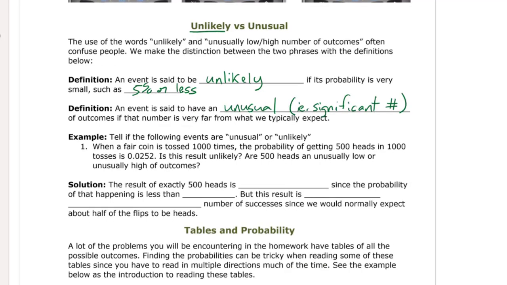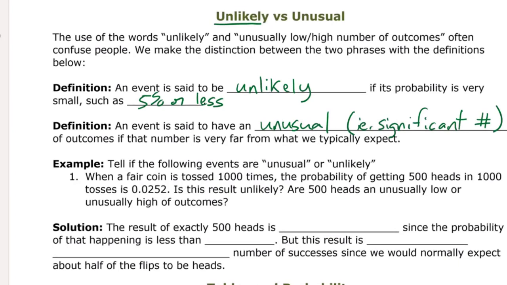Now, on the other hand, an event is said to have an unusual number of outcomes, or we used in the past chapters a significant number of outcomes, if that number is very far from what you would typically expect to have happen. So we used, like if your outcome was more than 2 standard deviations away from the mean, that was classified as a kind of an unusual scenario, like outliers end up being unusual. Okay, we can even look at these events that happen in this chapter as like, are they something we would expect to happen? Like, are they unusual or not?